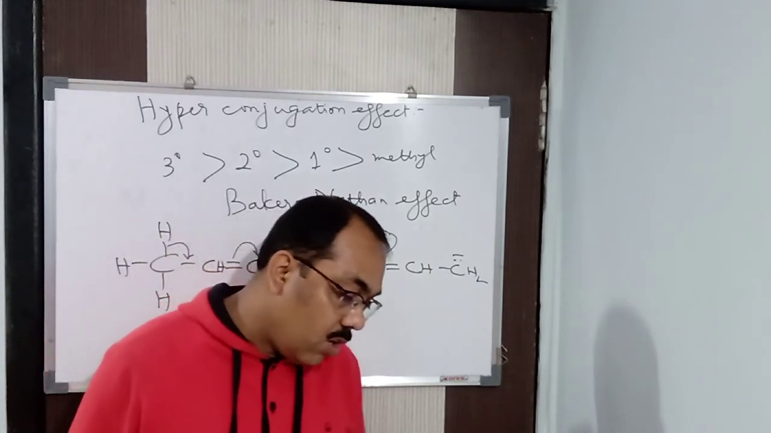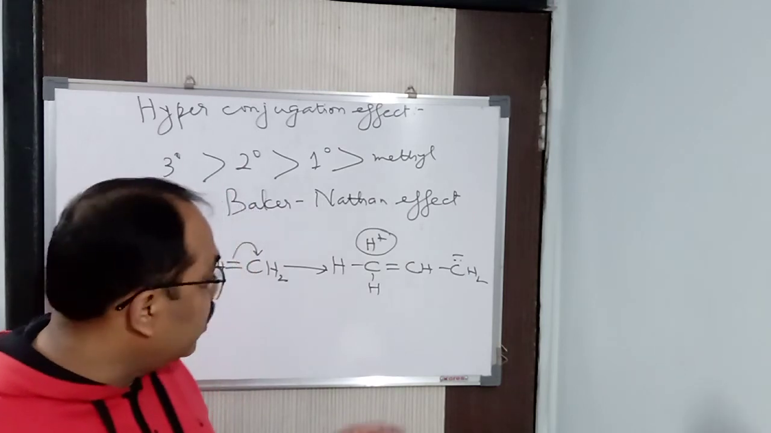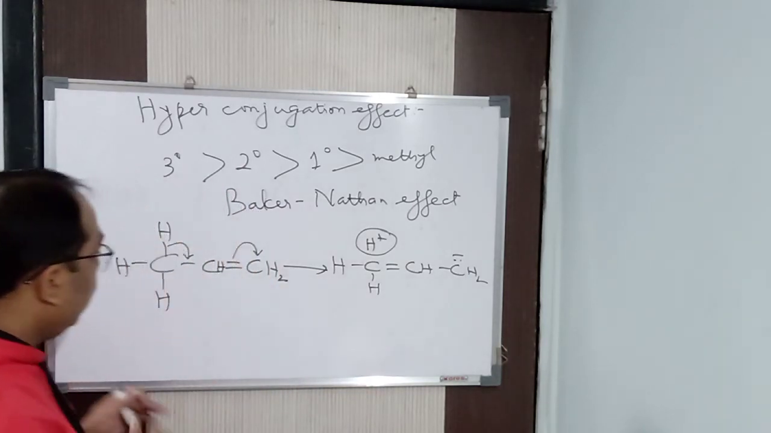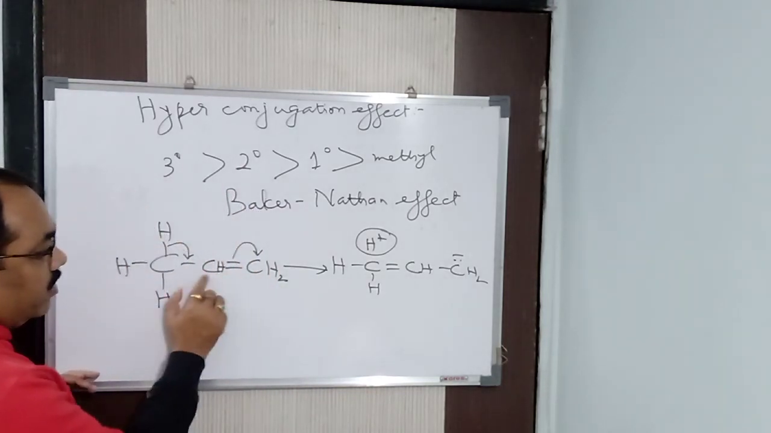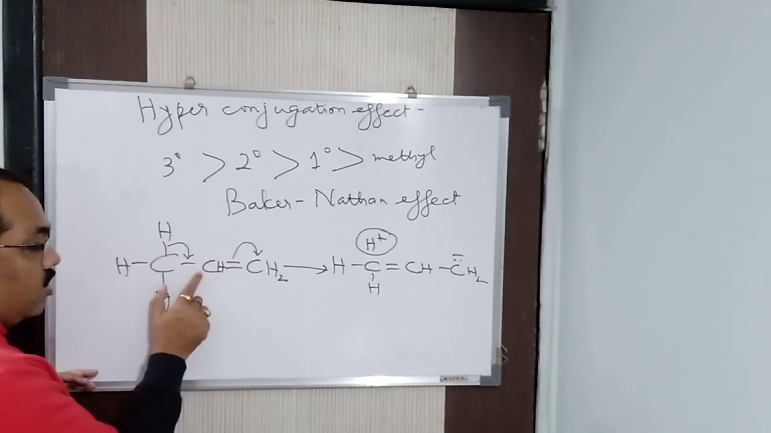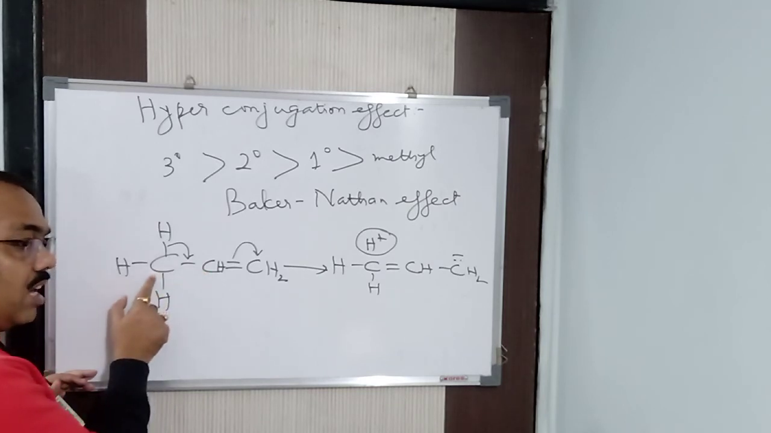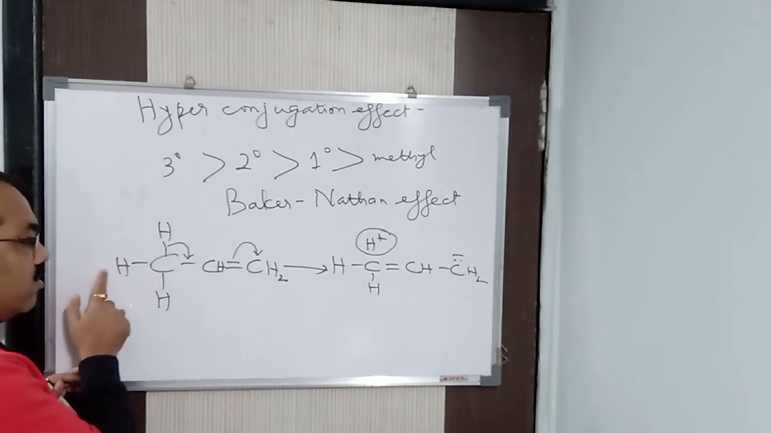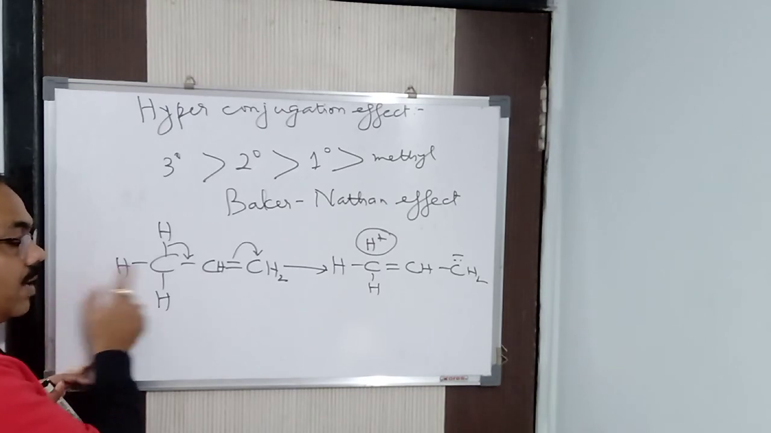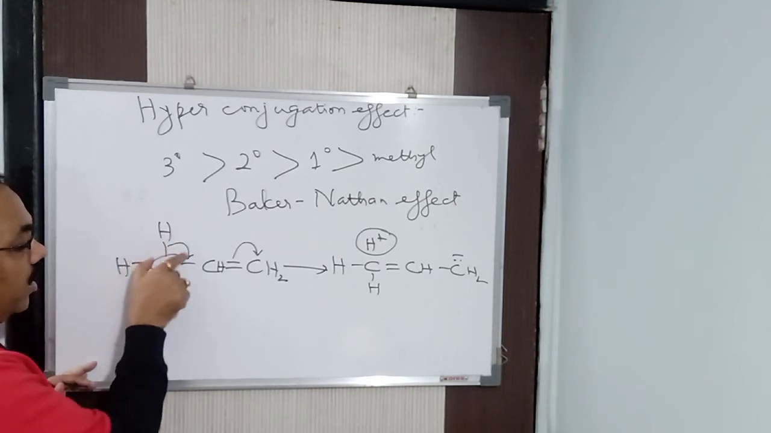So hyperconjugation occurs through hydrogen atoms present on the carbon atom next to the double bond. That is the alpha hydrogen atom. This is the double bond. This is a functional group carbon atom. These two carbon atoms are functional group carbon atoms because a double bond is there. So after the functional group carbon, the next carbon atom is known as alpha. If you have another one, that is known as beta. If you have another one, that is called gamma. In this way we go on. So always the hyperconjugation effect takes place with the alpha hydrogen atom.